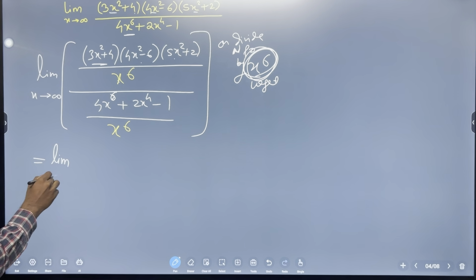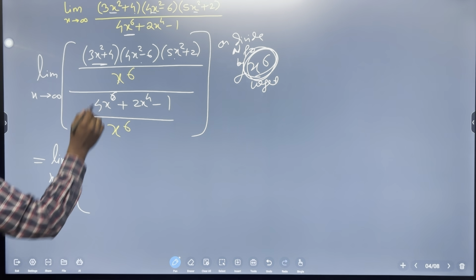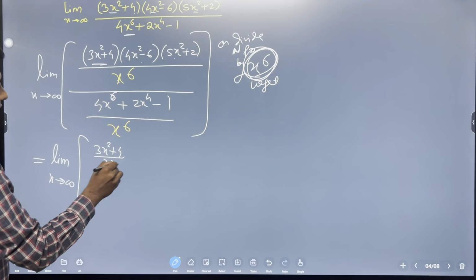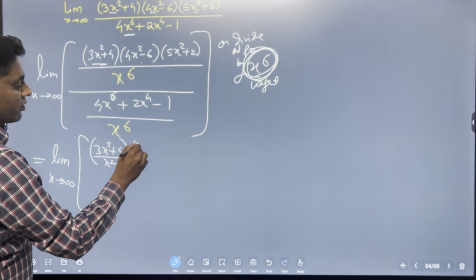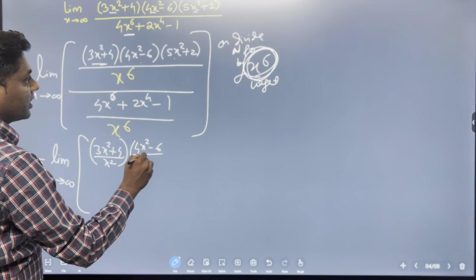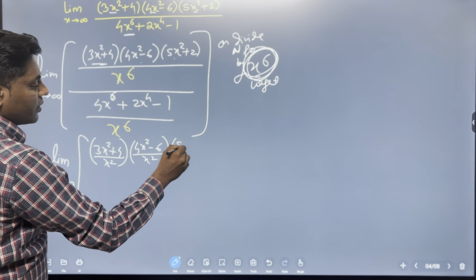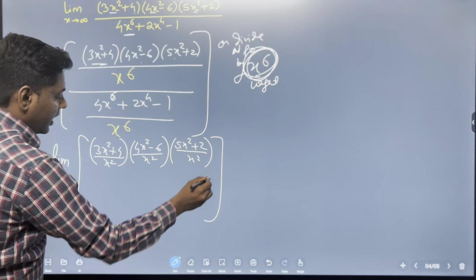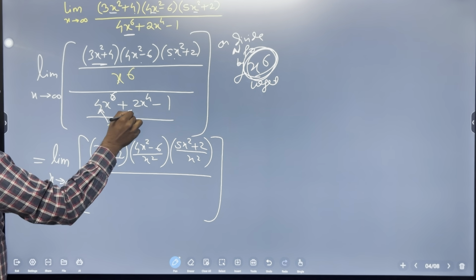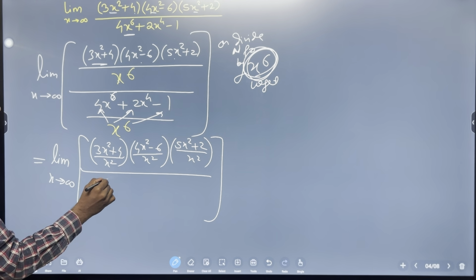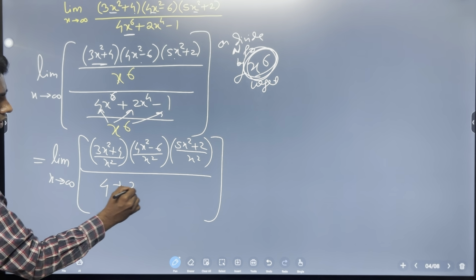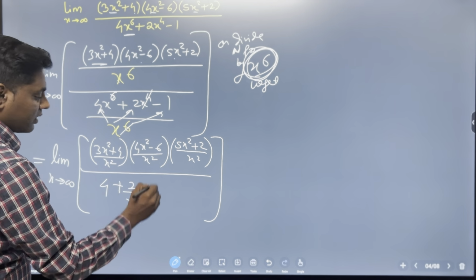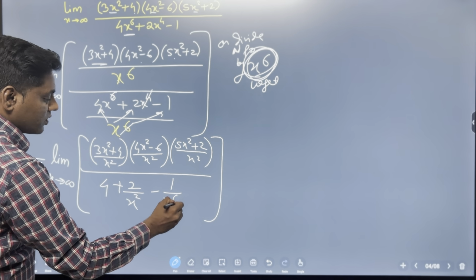So we get limit x tends to infinity, 3x square plus 4 divided by x square, next bracket 4x square minus 6 divided by x square, next bracket 5x square plus 2 divided by x square. At the denominator, separately divide by x raised to 6. So we get 4 plus 2 divided by x square, where the 4 gets cancelled with x square remaining, and the last 1 upon x raised to 6.